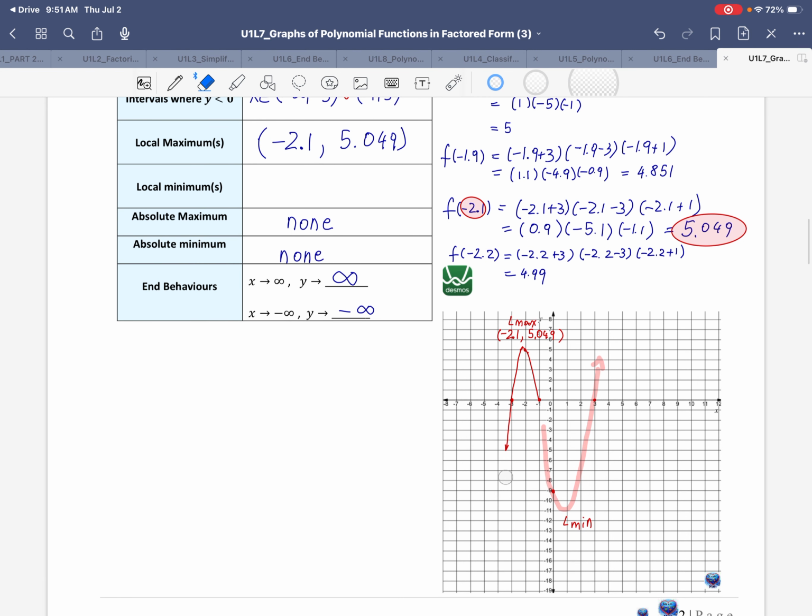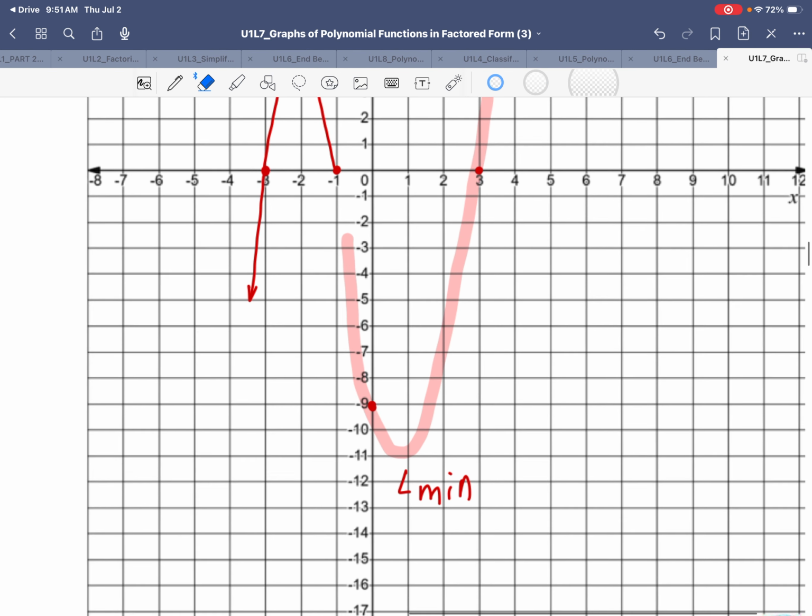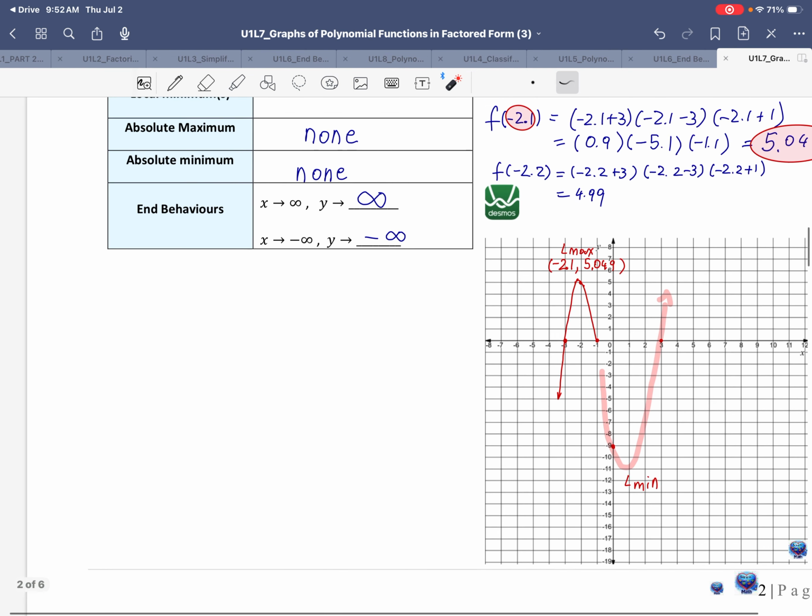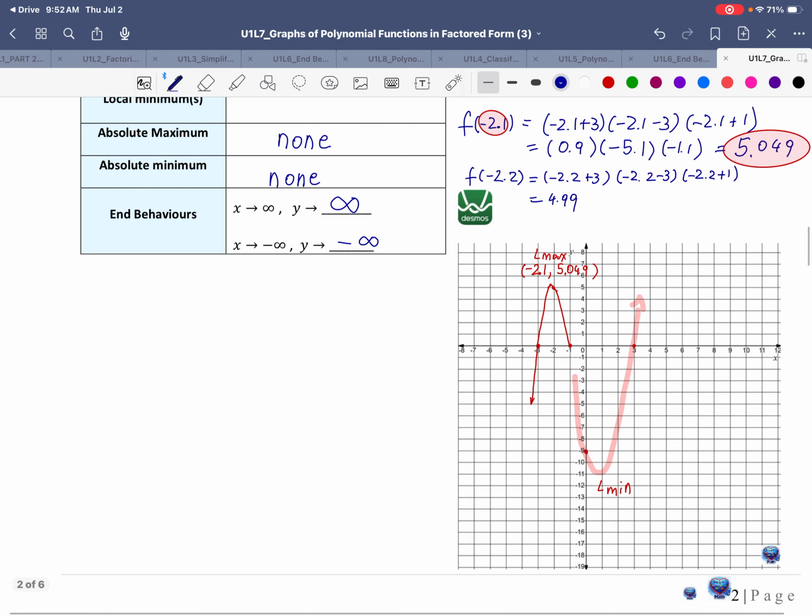Now next we'll find the local minimum. Now the local minimum, as you can see here, is down here between the x-intercepts of negative 1 and 3. So again, the same strategy. We're going to choose a number in the middle of the two consecutive x-intercepts, and it seems that we have number 1 in here. So our guiding point will be at x equals 1.